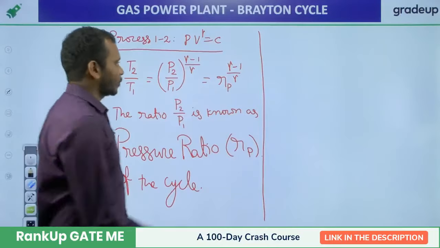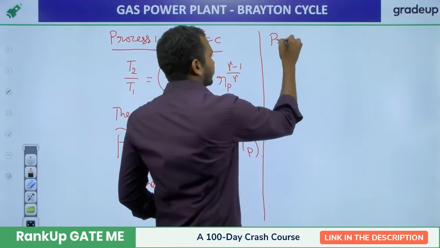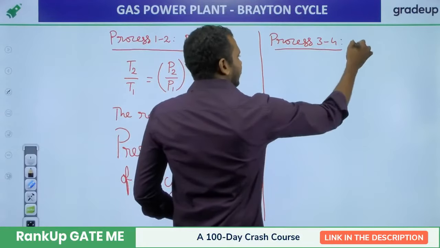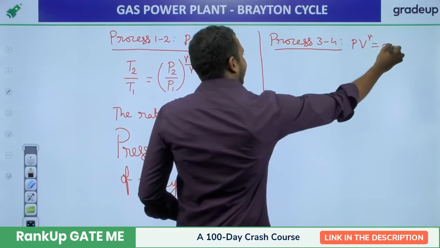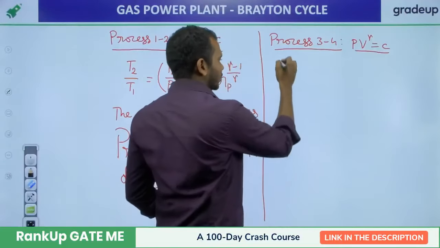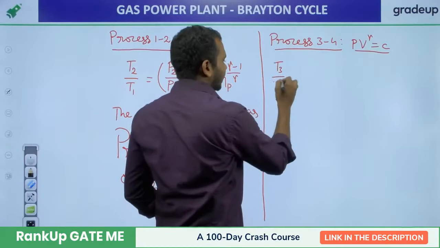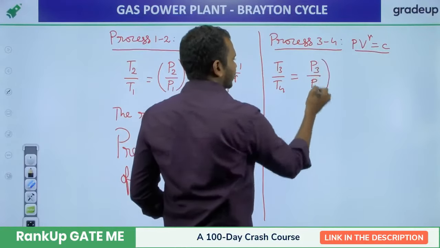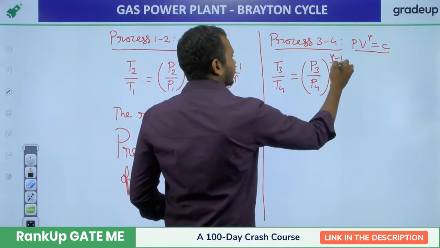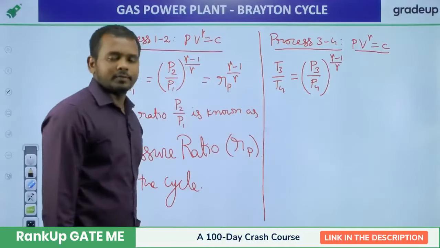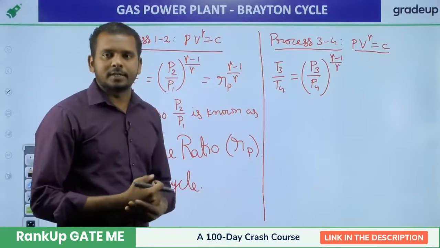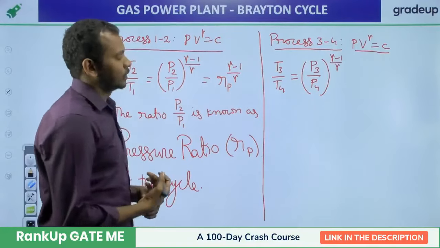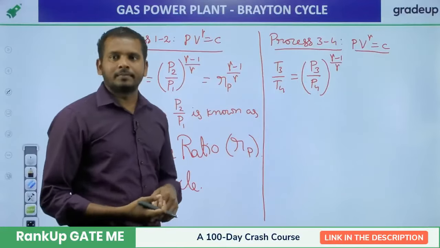Now let us take the process 3 to 4. What is process 3 to 4? Again an isentropic process, an isentropic expansion. So in an isentropic expansion, I can write T3 by T4 is equal to P3 by P4 whole power of gamma minus 1 by gamma, from the isentropic relation between pressure and temperature.